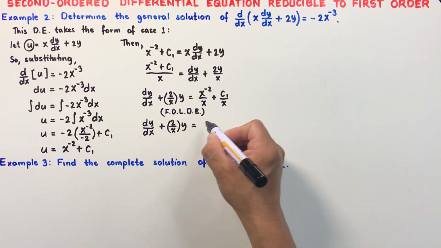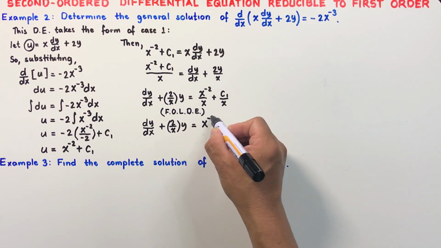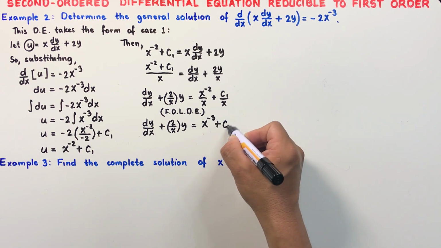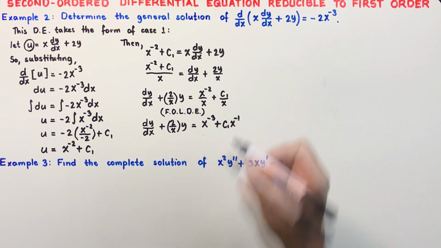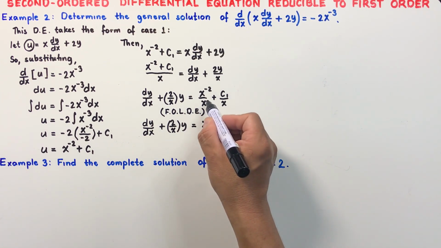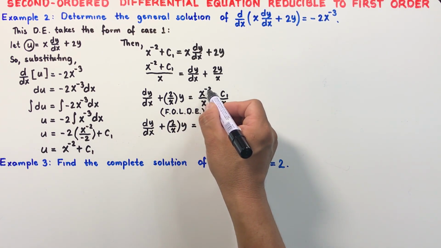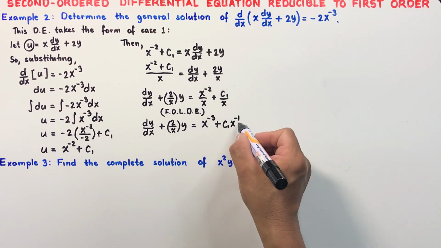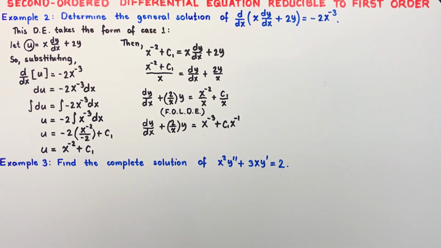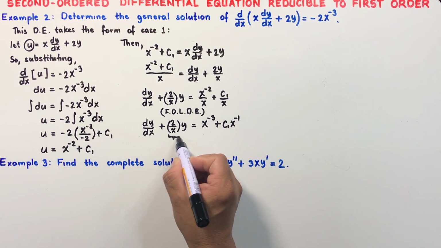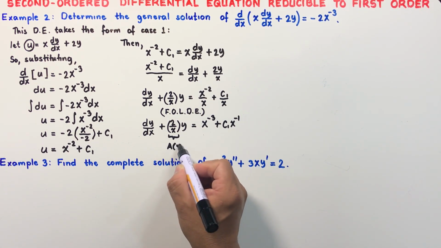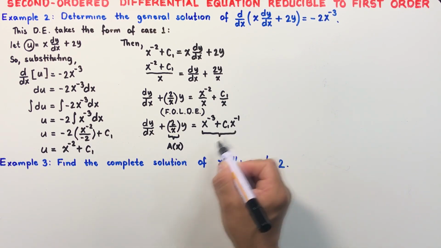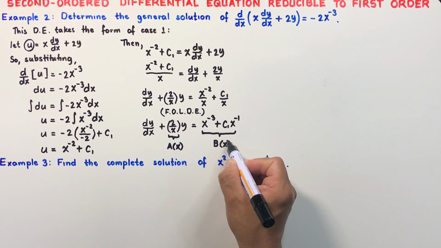So rewriting further this differential equation, we have dy dx plus the 2 over x times y, which is equal to x to the power negative 3 plus c sub 1 x to the power negative 1. Because the exponent of x here, when moved to the numerator, will have an exponent of negative 1. So negative 2 plus the negative 1, we have negative 3. And this one is also negative 1 exponent in the numerator. So we understand that this is our a of x, and this is our b of x here.